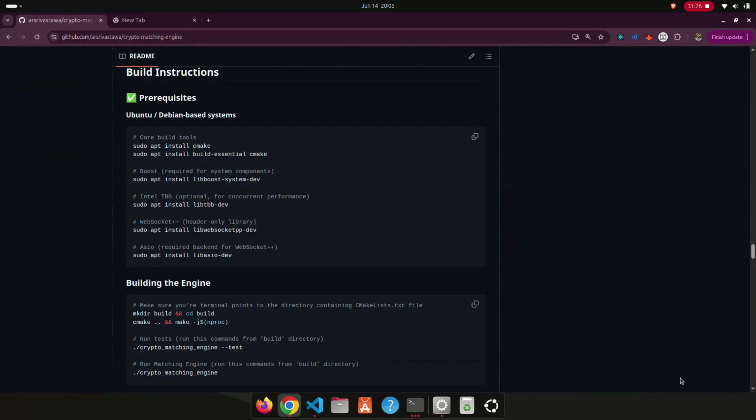This crypto matching engine balances speed, safety, and simplicity. With modern C++, WebSocket API, and robust design, it forms a strong foundation for scalable trading infrastructure. So here is the build command that we can also find in the README file or in the documentation. Using these commands, the engine can easily be built and run.